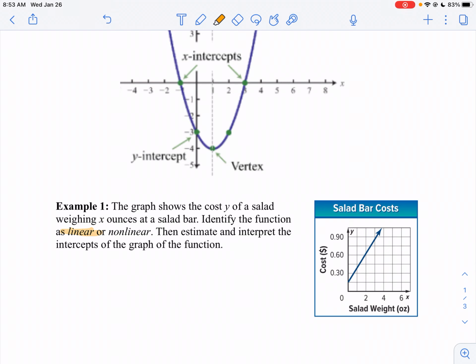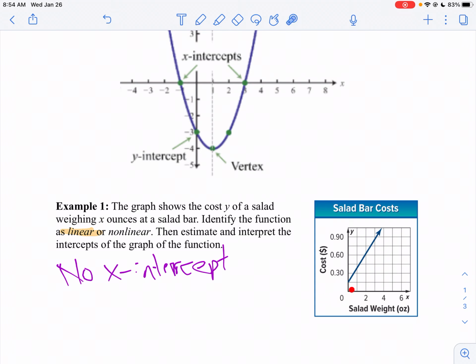Then estimate and interpret the intercepts of the function. Well, notice the line doesn't cross the x-axis, does it? So there is no x-intercept. Because in this application, the x-intercept would be negative. I would continue that on. And you can't have a negative weight for salad.